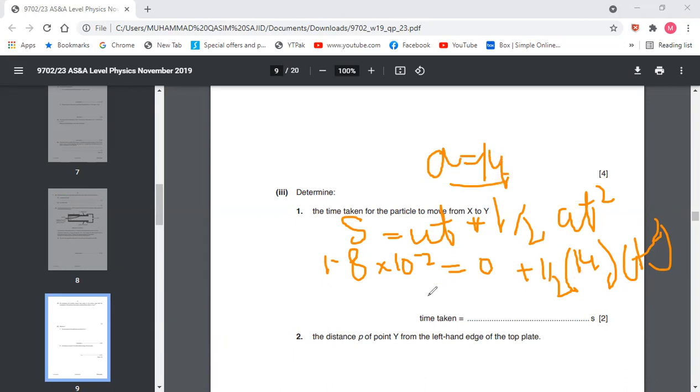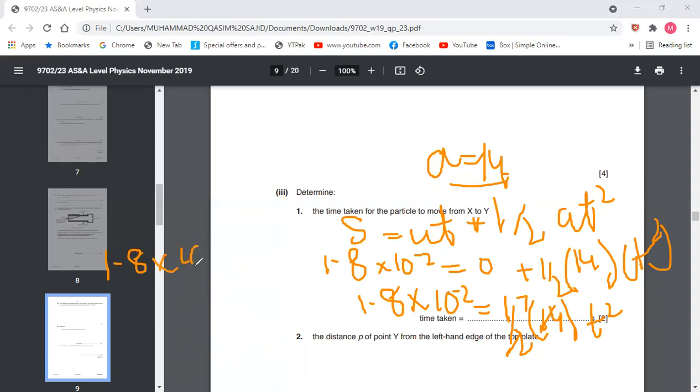After this, we have to find: 1.8 into 10 raised to power minus 2 equals half times the value of a, which is 14, into t square. Then 2 sevens are 14, and 7 will be divided here, so it must be 1.8 into 10 raised to power minus 2 upon 7 equals t square. Now kindly find the value. 2.6 into 10 raised to power minus 3.